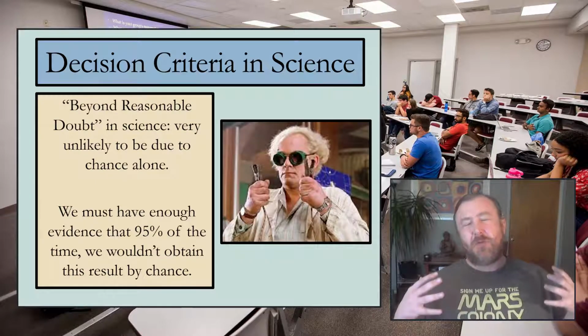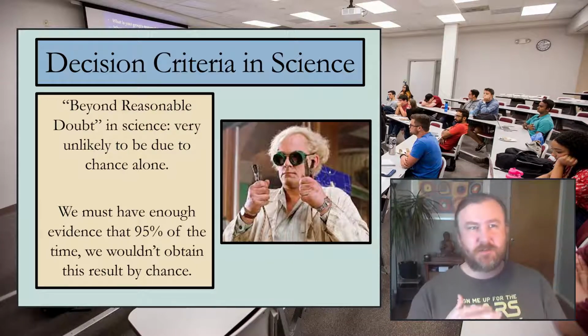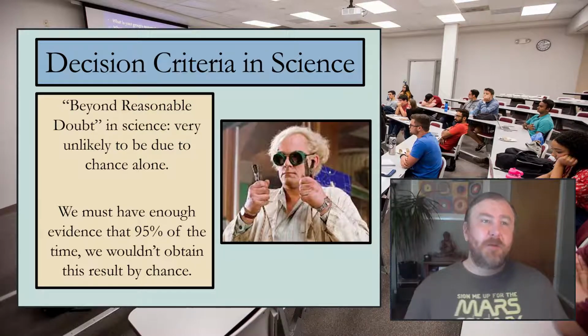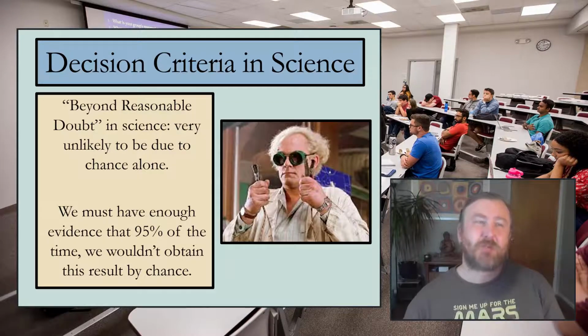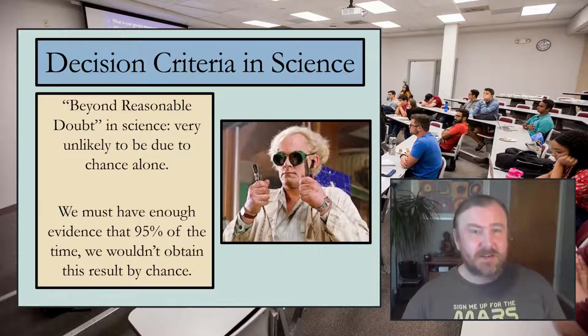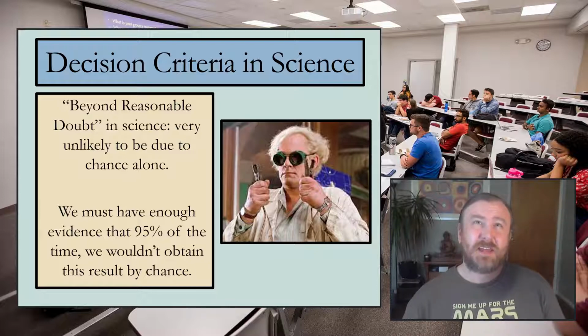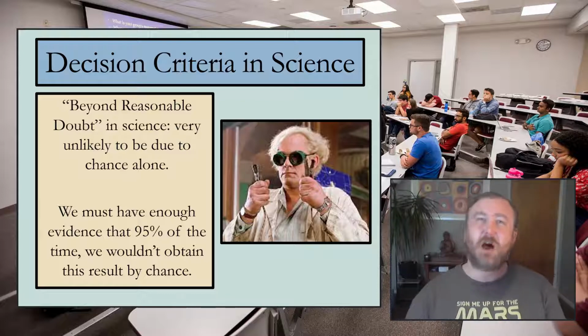So, okay, we've described how this general sense of null hypothesis significance testing occurs in a courtroom, but what are the decision criteria? What is the beyond reasonable doubt in science? Right? Well, in science, and specifically in statistics, right, we want to say that the likelihood that we would get this result due to chance is low.